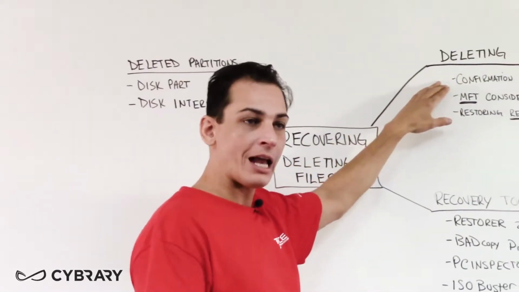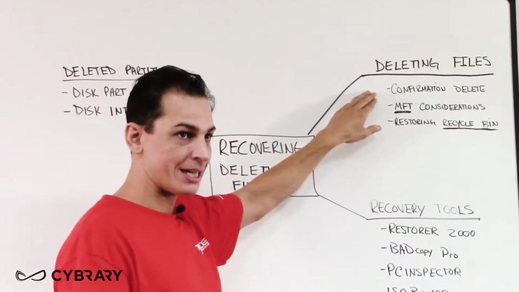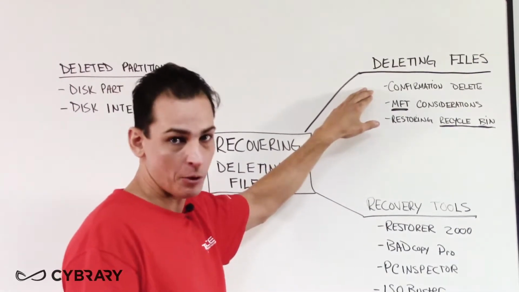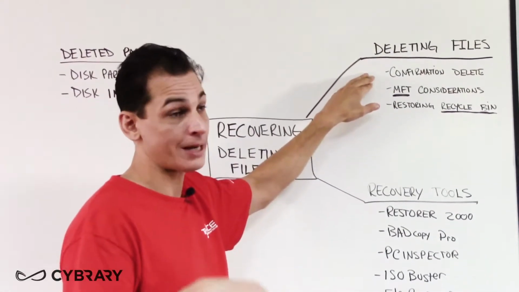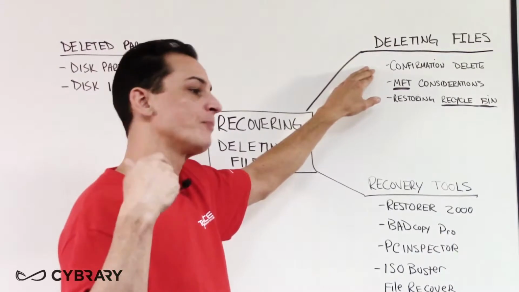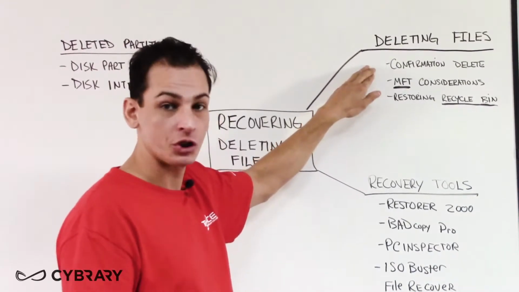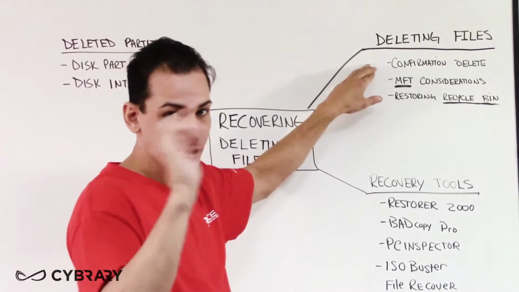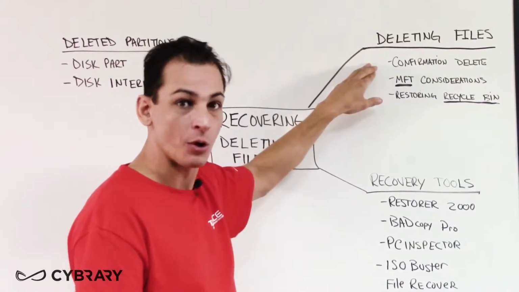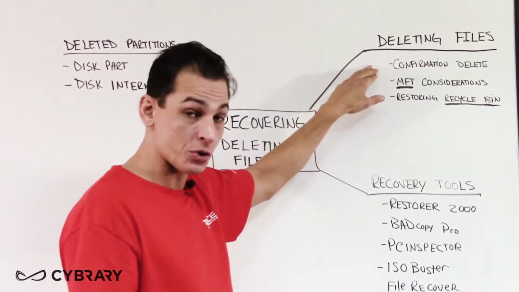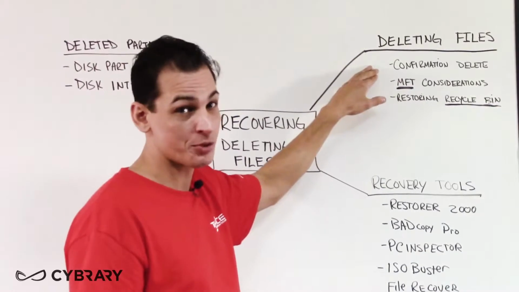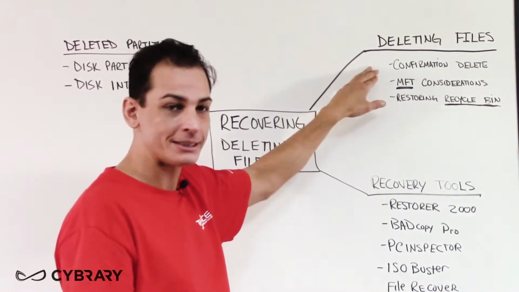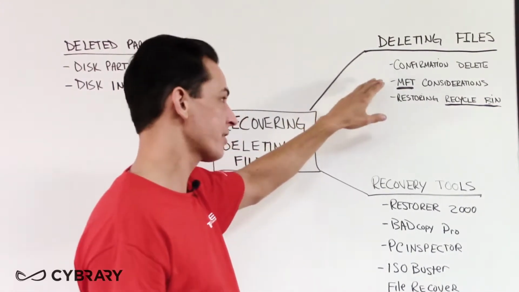So one of the obvious components in Windows is the confirmation delete. You can go to the recycle bin, right-click, go to properties, and you can actually turn off the confirmation. I personally turn it off just because I don't need the extra click. If I'm deleting something, I know that I'm deleting it. But for the average user, they like to have that on as like an insurance policy just in case they inadvertently delete something. So that's one consideration.